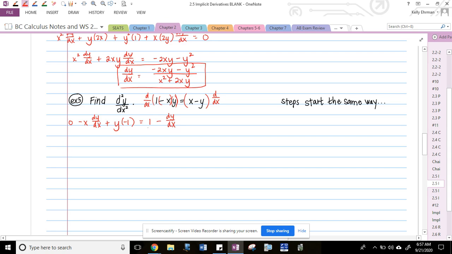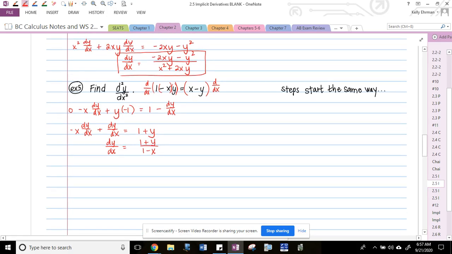We still need to solve for dy dx. So let's see. So it'd be plus dy dx equals 1, and then this is negative y, so plus y on this side. So dy dx is going to equal 1 plus y, and then when you factor it out of the side, negative x plus 1, or 1 minus x. This is the first derivative.